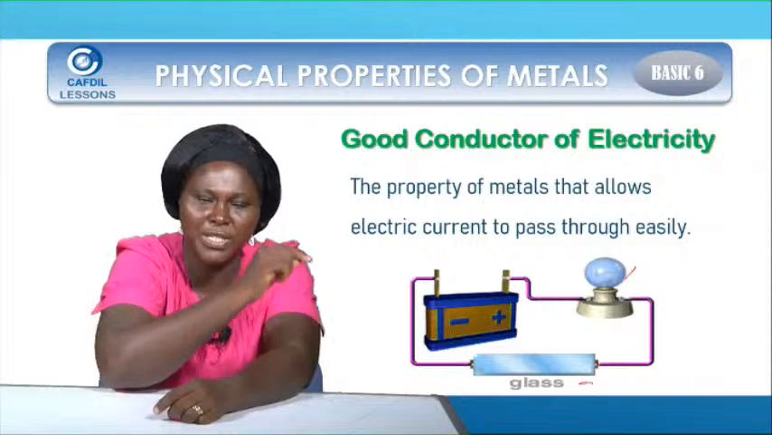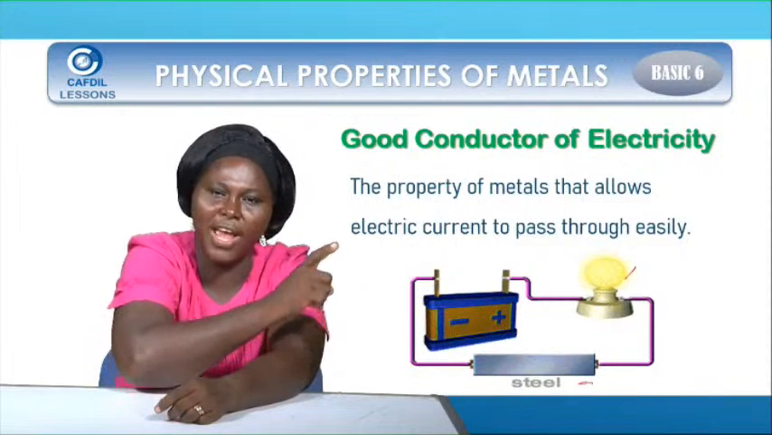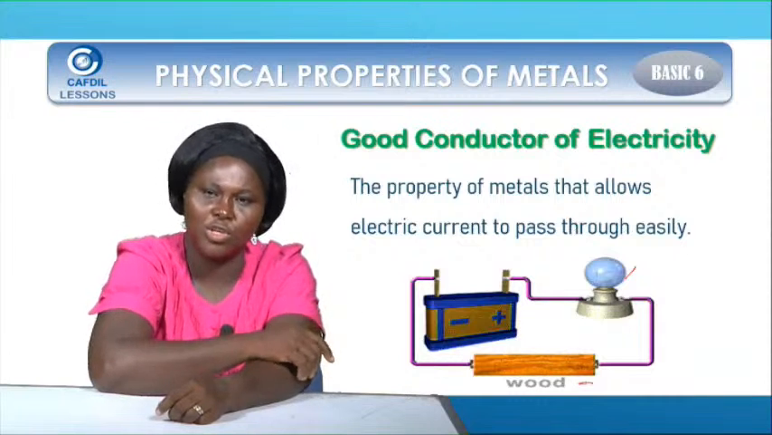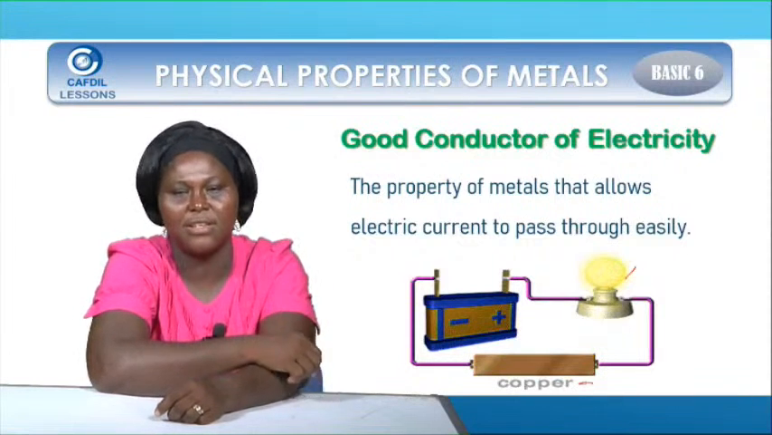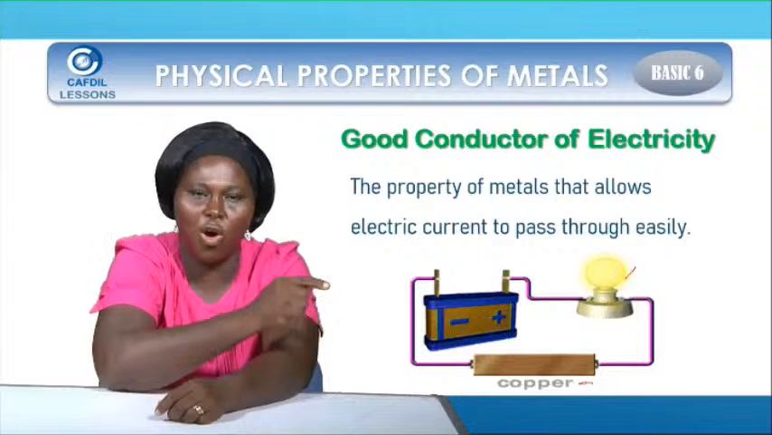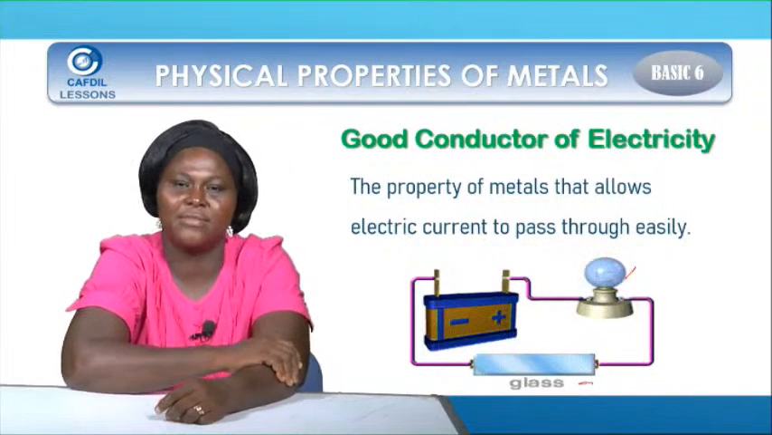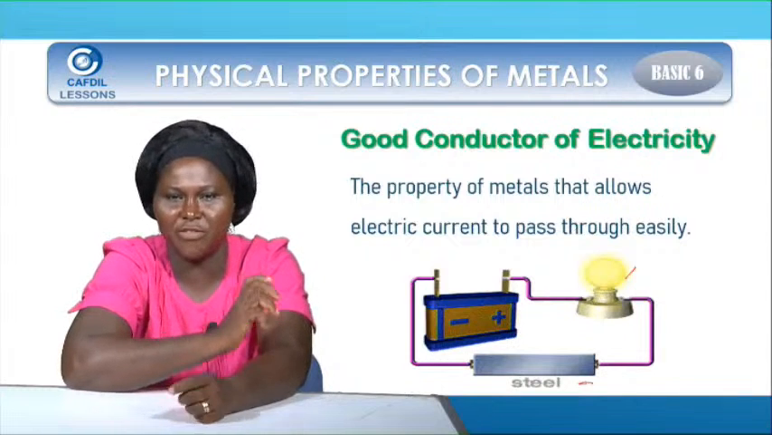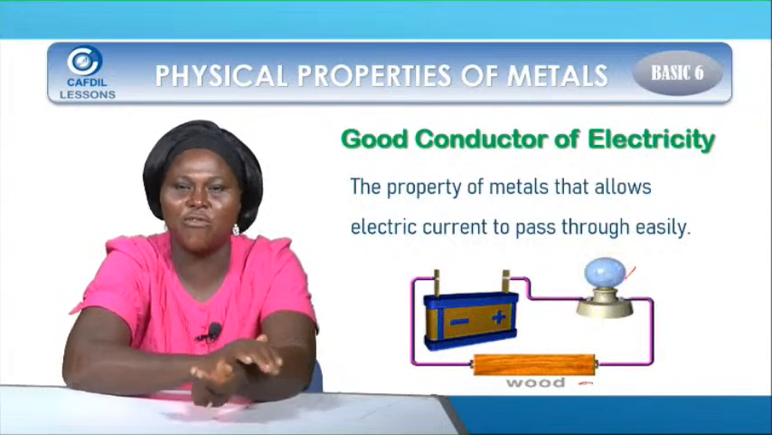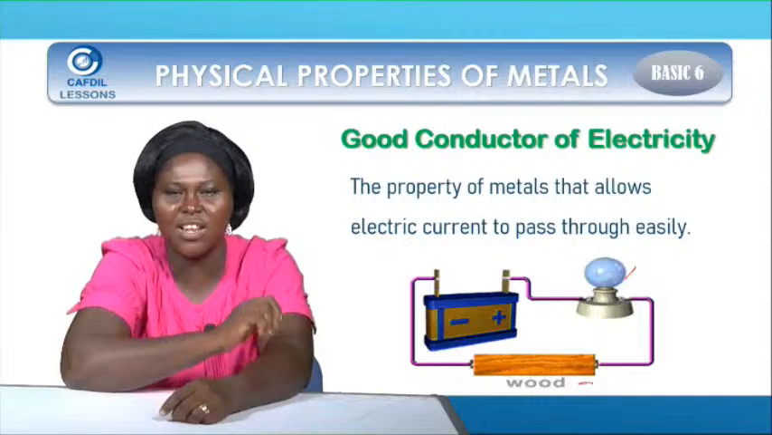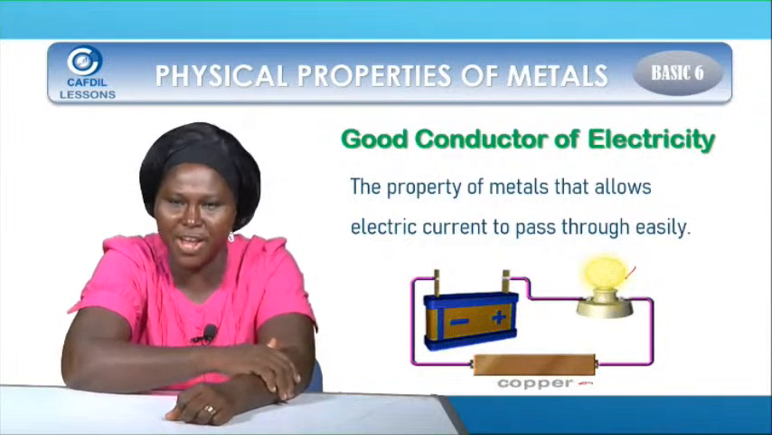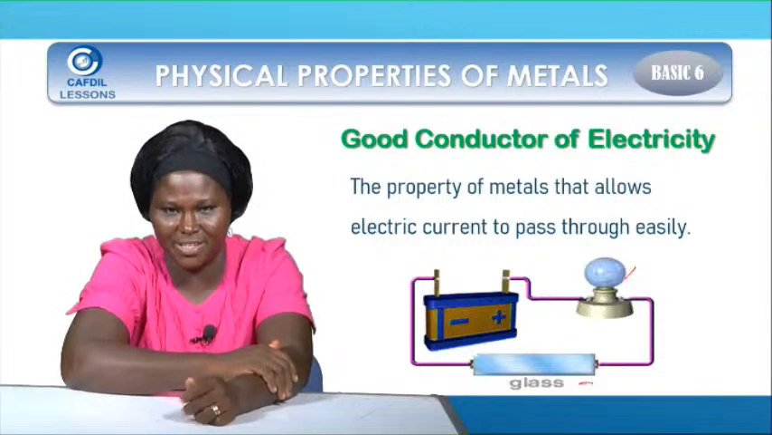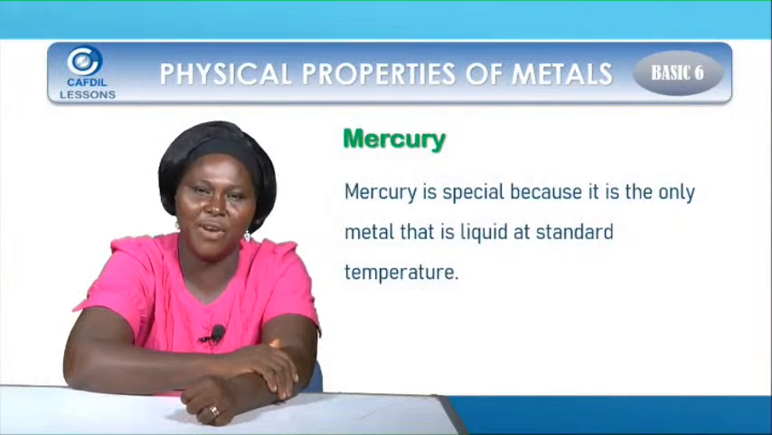When you try to put it in a socket or any electrical gadget, it will give you shock. So we should avoid using metals on electricity. So metals are good conductors of electricity. The property of metals that allows electric current to pass through easily is good conductor of electricity. You have done very well.